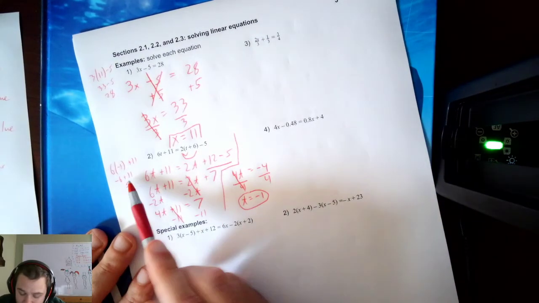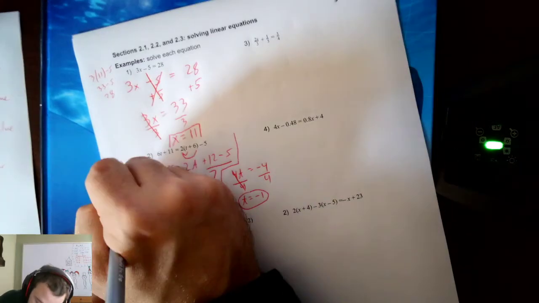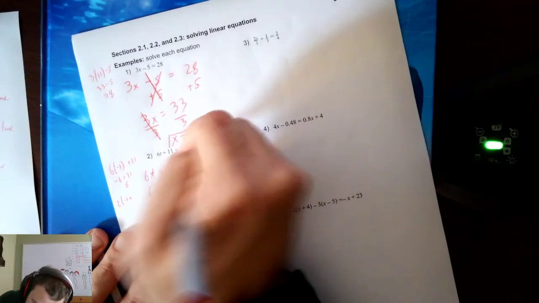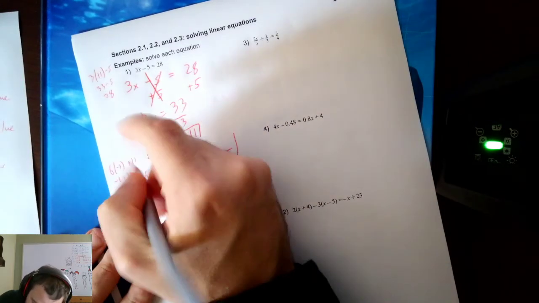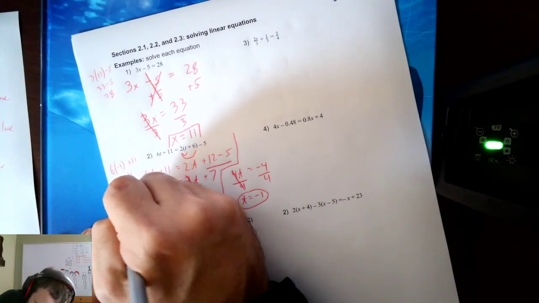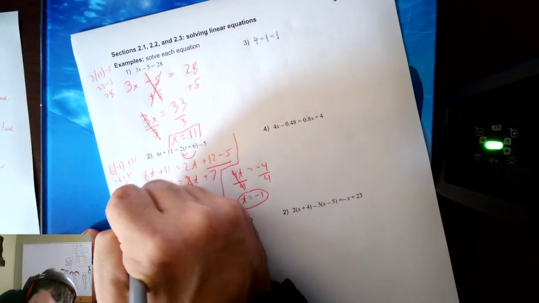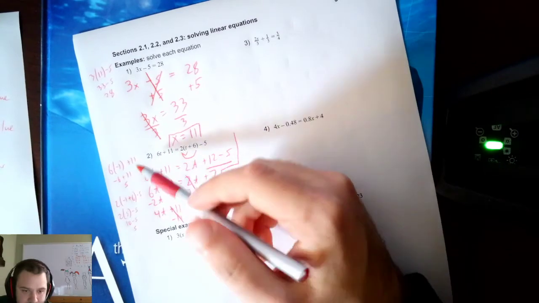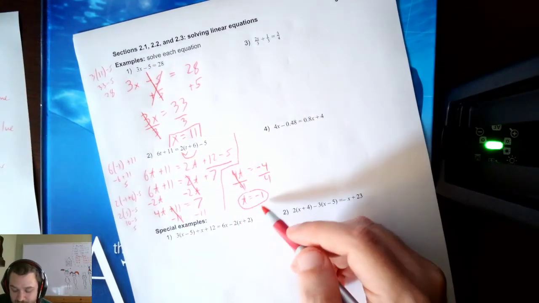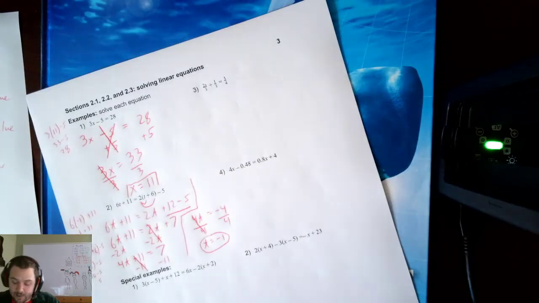I get 5. Let's plug in and see what happens on the right. 2 times negative 1 plus 6, minus 5. Let's see, 2 times 5 minus 5, 10 minus 5 gives me 5. So when I checked, I got 5 and 5. I know my answer is correct. I can always double check my answer.